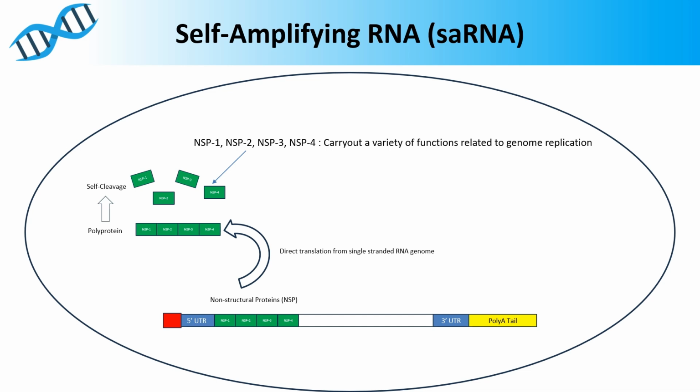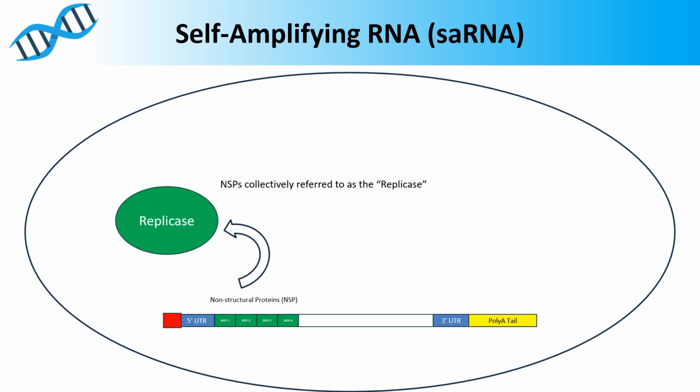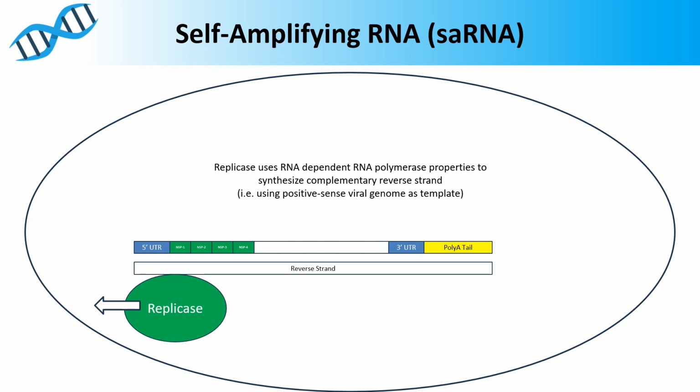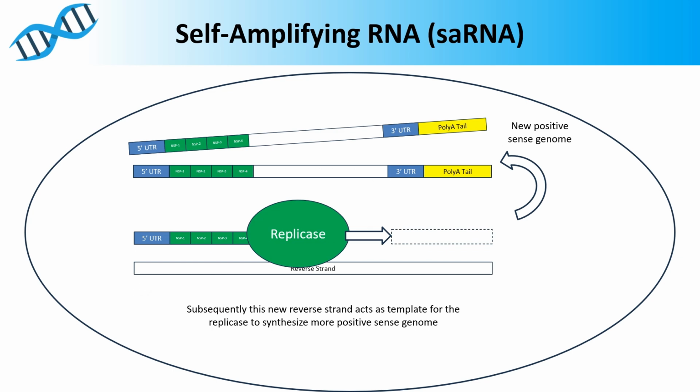So one of these is an RNA-dependent RNA polymerase, which just means that it can synthesize RNA using RNA as a template rather than using DNA as a template. But really, all of these non-structural proteins work together to form a few different complexes, and they carry out a variety of functions related to genome replication. So for simplicity, they are sometimes just referred to as the replicase. So first of all, this replicase synthesizes a reverse strand, which acts as a template for further synthesis of a new forward strand. And you end up with lots of new single-stranded positive sense genome being created through this process.